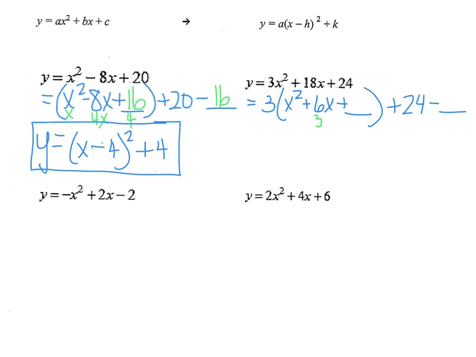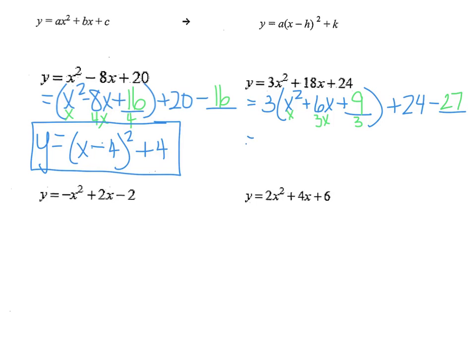6x came from 3x. 3x comes from x times 3. 3 squared gives us 9. 3 times 9 goes in right here. So what is that? Well, 27.